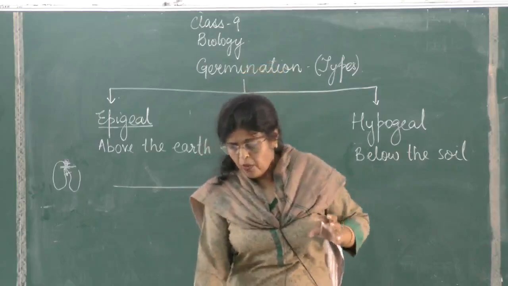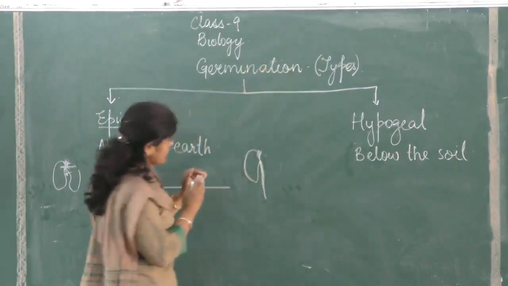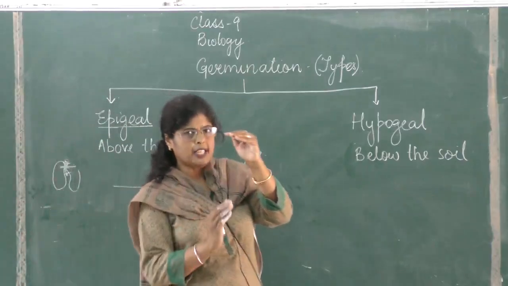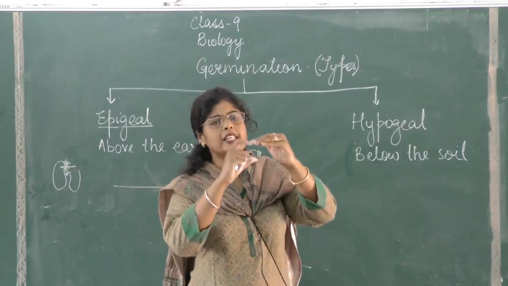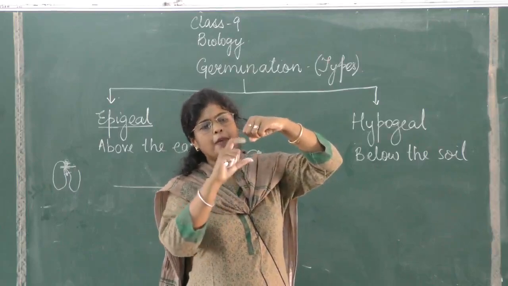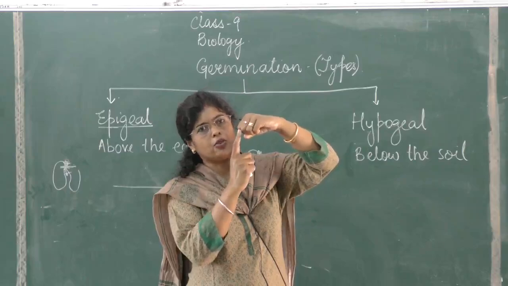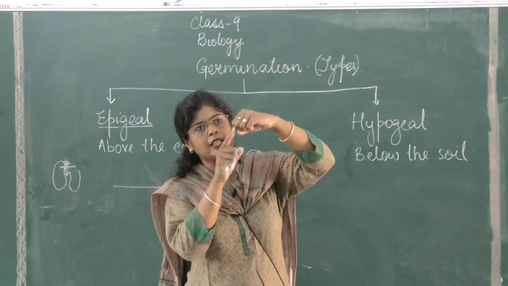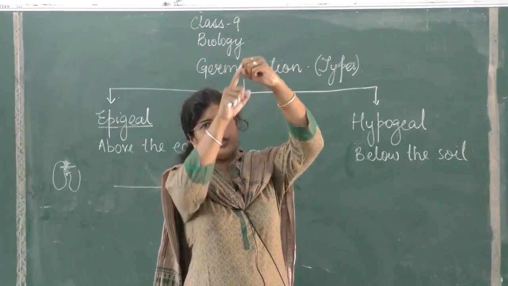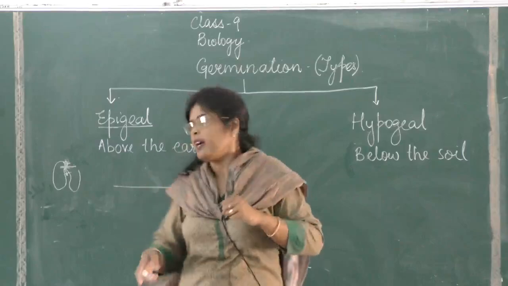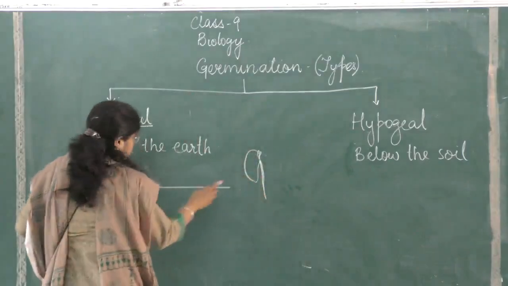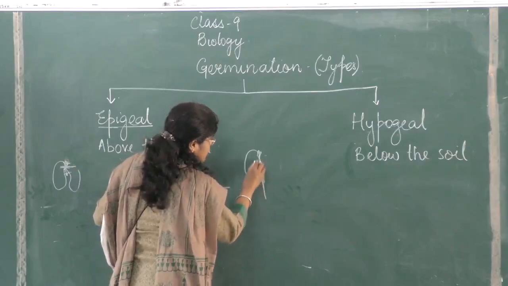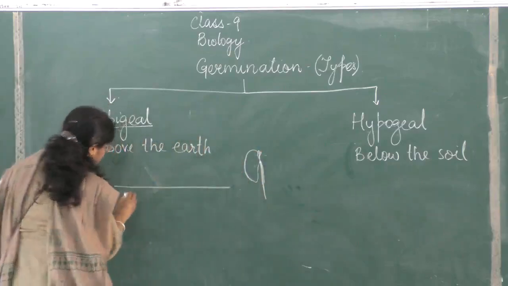So due to which what happens? The cotyledon comes out. Since the hypocotyle is elongating, and the hypocotyle region is attached to the cotyledon, it is growing in both ways, downwards and upwards. When it is growing upward, it pushes the cotyledon above the ground while the hypocotyle elongates. So what do you see?